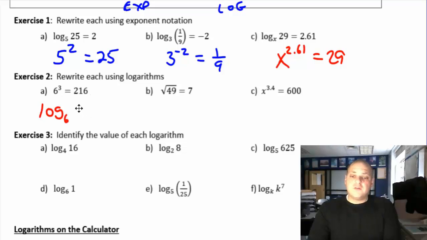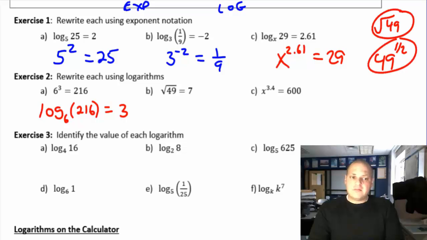And the amount is 216, equals 3, the exponent. This one, I'm going to do it over here. Radical 49, you have to know that that's 49 to the 1/2. And if you're going to write it in a log form, we should already know that. We've been doing that for a week now, right?